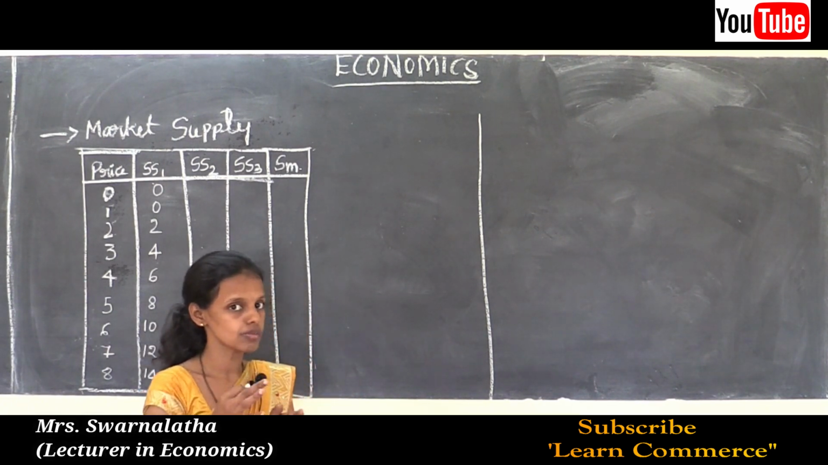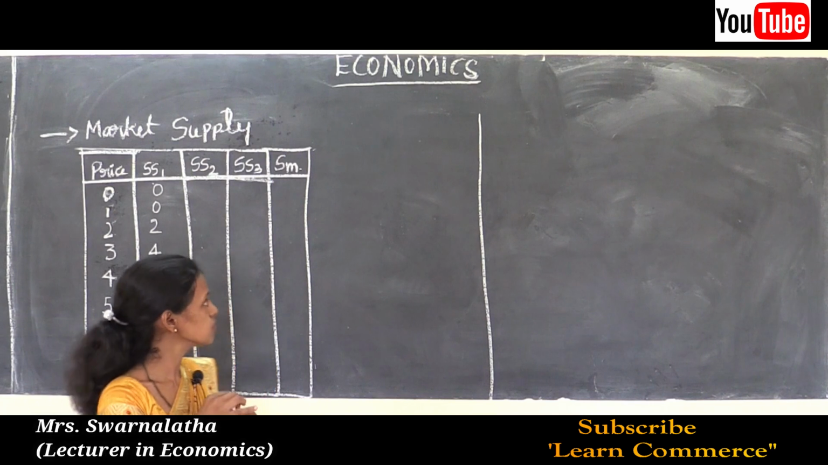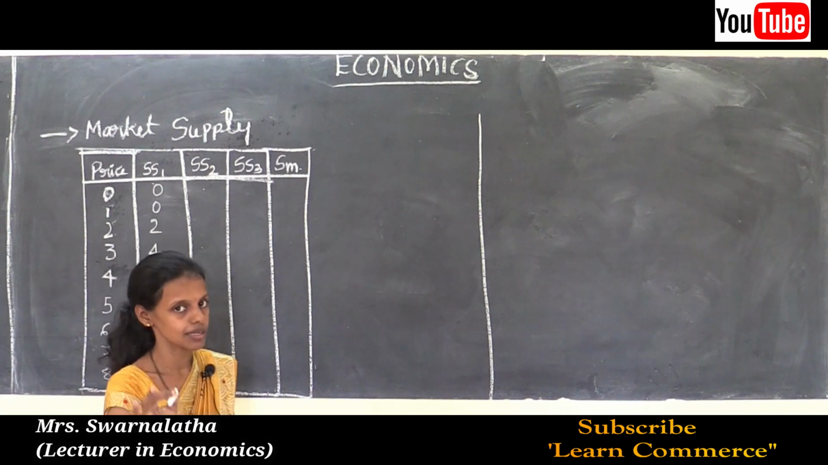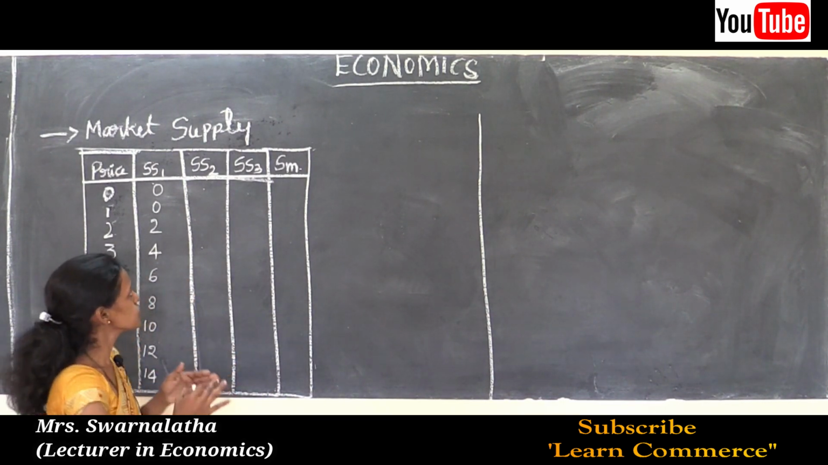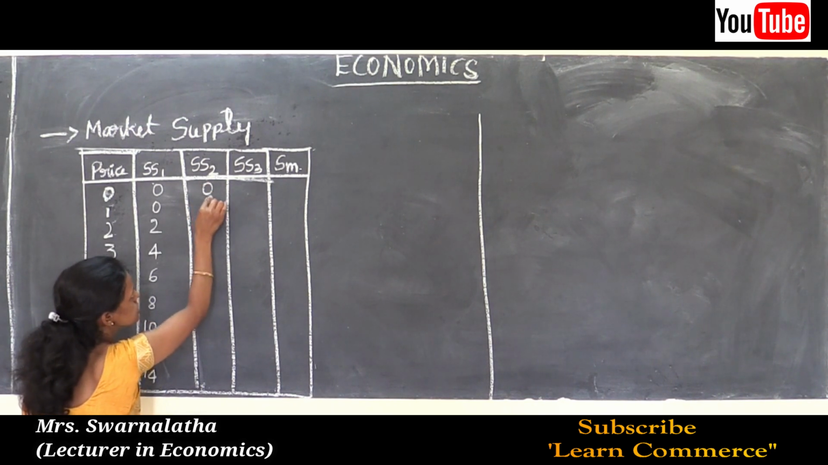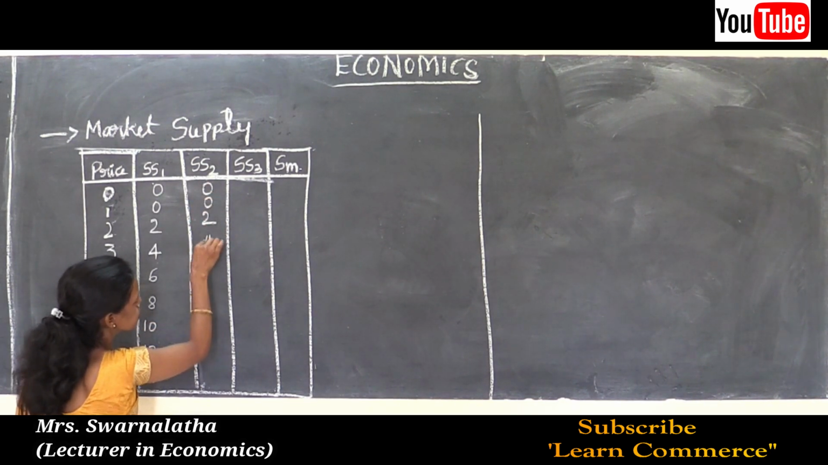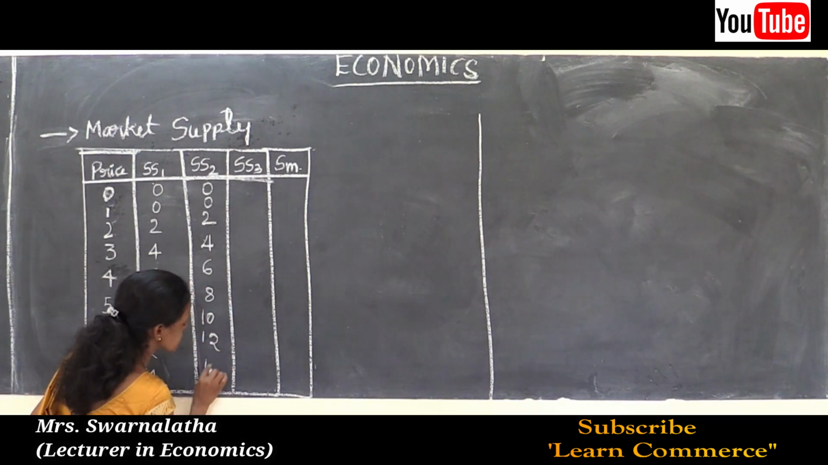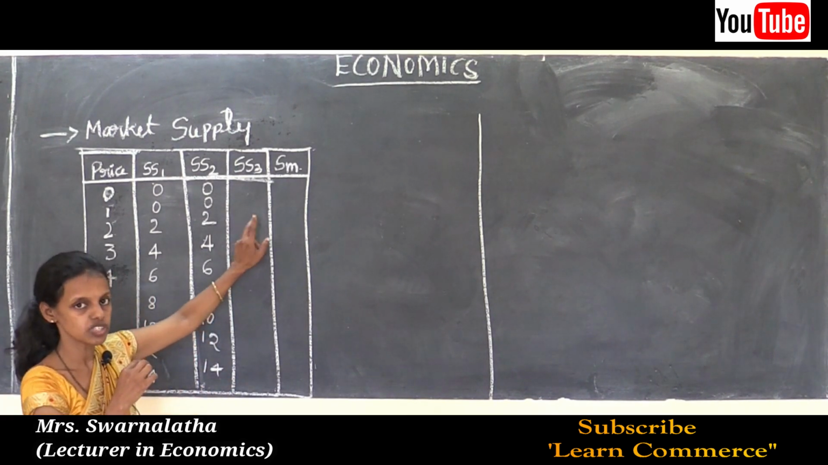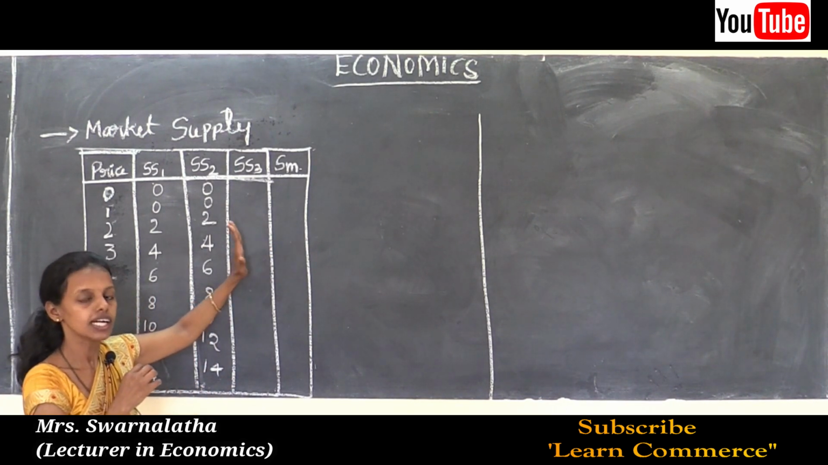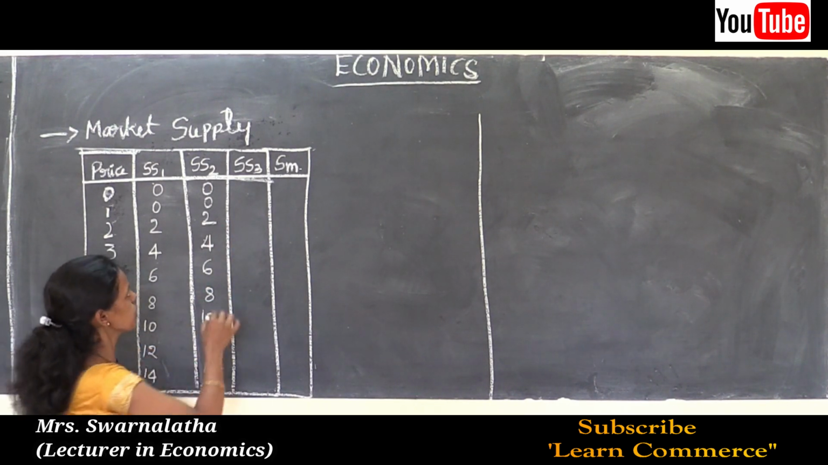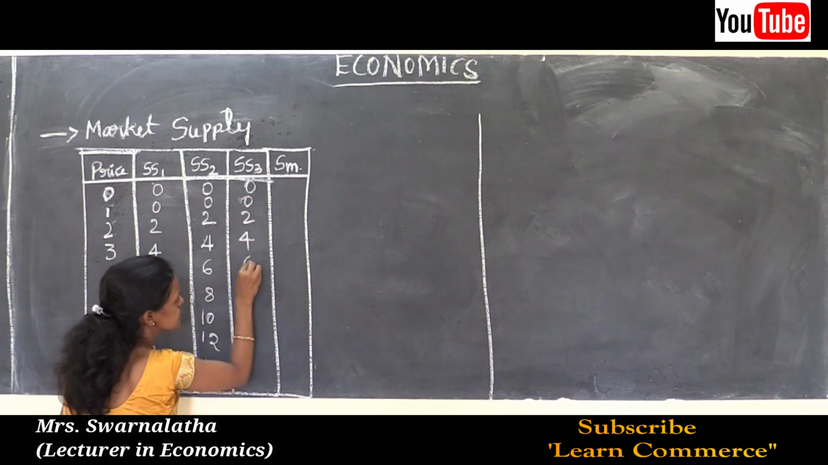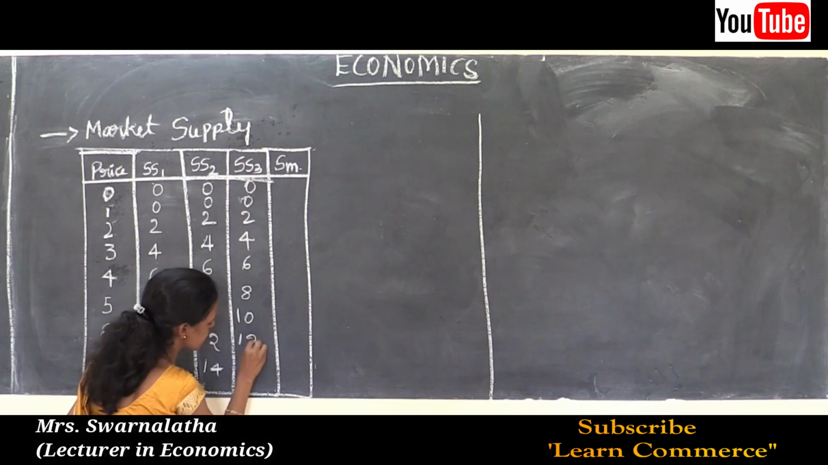So identical firms, as they said. Identical firms means here the supply curves of firm 1, firm 2, and firm 3 are the same. Thus the units produced are the same. So let us see: 0, 0, 2, 4, 6, 8, 10, 12, 14 respectively. Same as SS3. Why? Because there are 3 identical firms in the market. Thus they are going to produce identical products with the same units: 0, 0, 2, 4, 6, 8, 10, 12, 14.